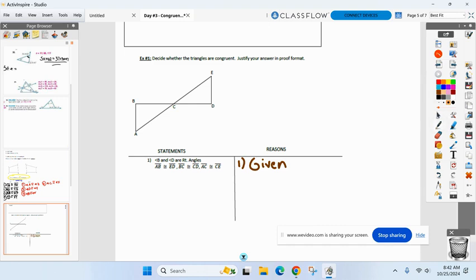Angles B and D are right angles. Hopefully we can put the symbols there. We have some line segments that are congruent. AB is congruent to ED. BC is congruent to CD, double up, and then we're going to have to triple up. AC is congruent to CE.